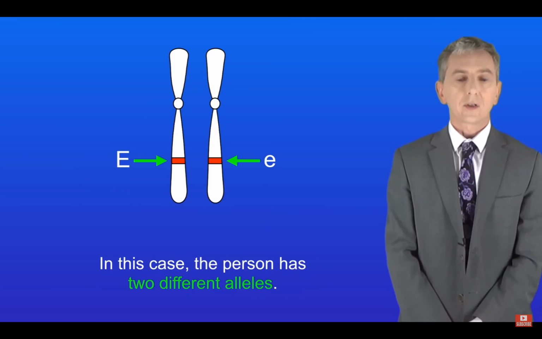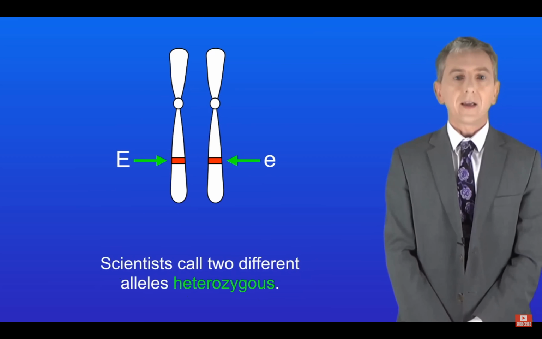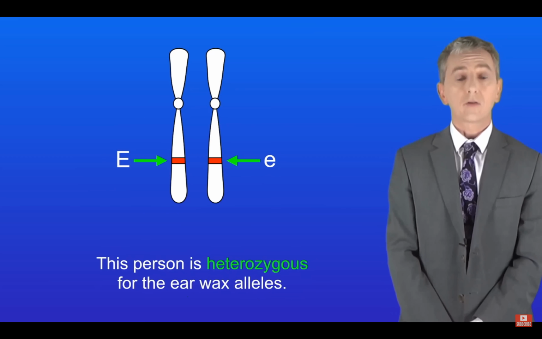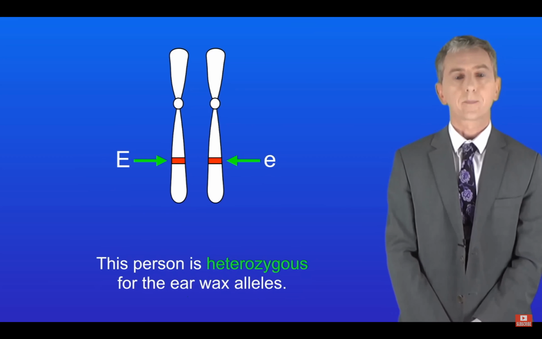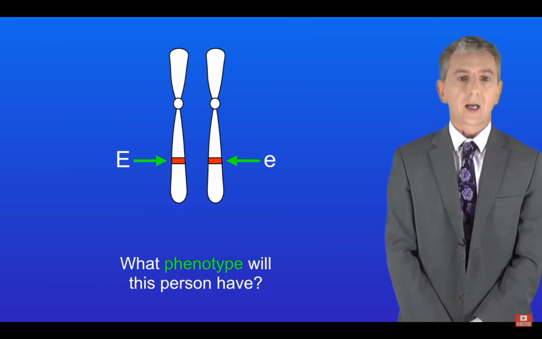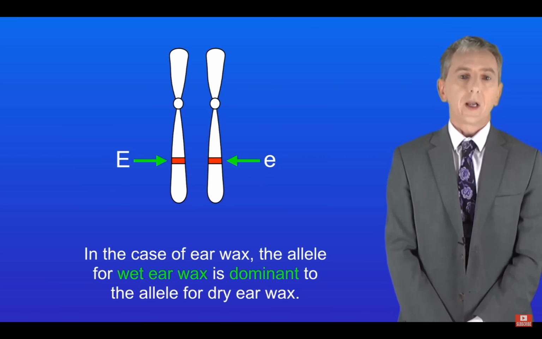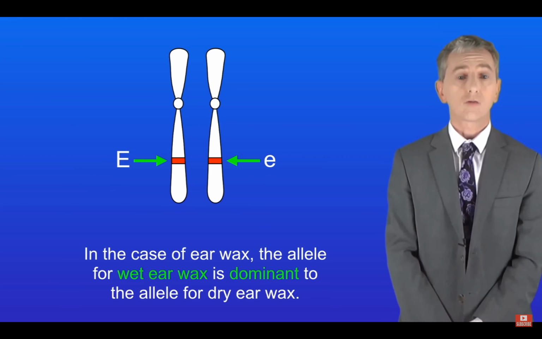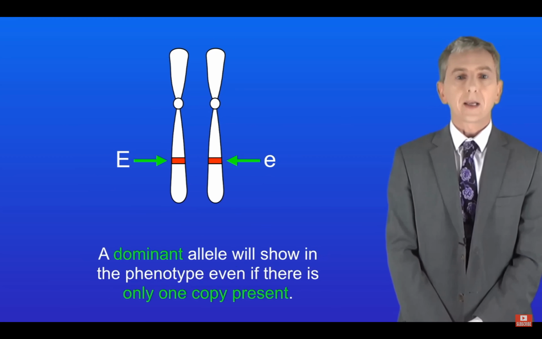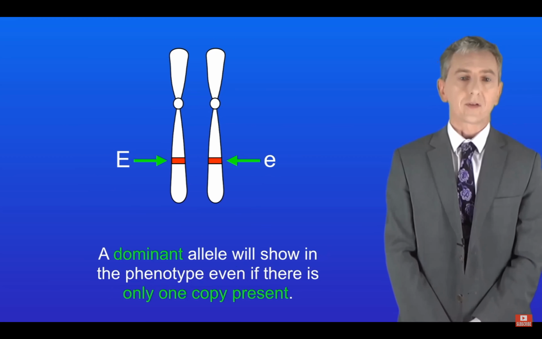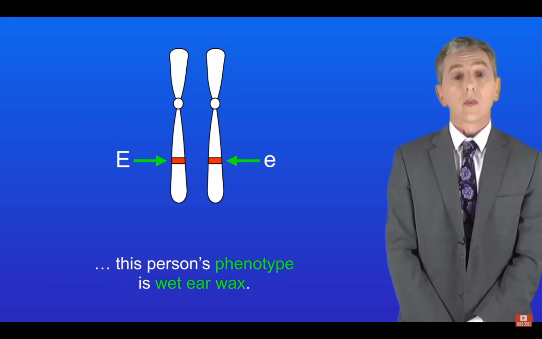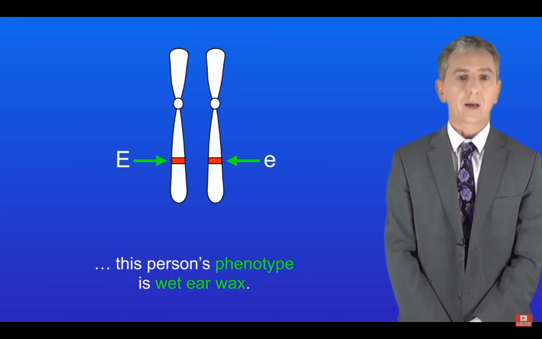Now in this case, the person has 2 different alleles. Scientists call 2 different alleles heterozygous. So this person is heterozygous for the earwax alleles. So what phenotype will this person have? Well, in the case of earwax, the allele for wet earwax is dominant to the allele for dry earwax. A dominant allele will show in the phenotype even if there's only one copy present. So in this case, because the allele for wet earwax is dominant, this person's phenotype is wet earwax.